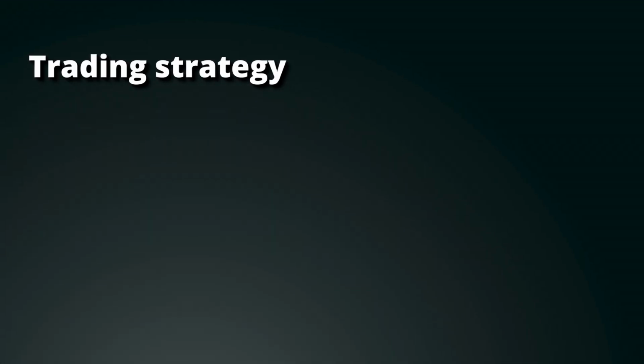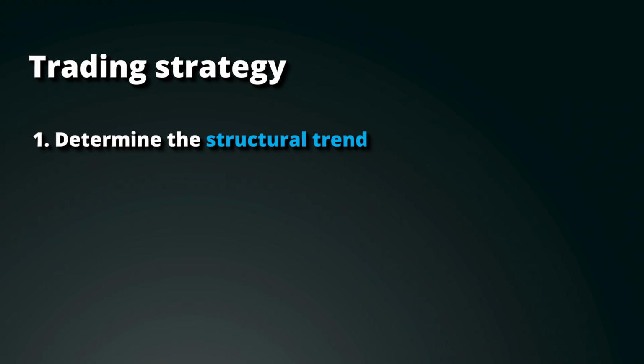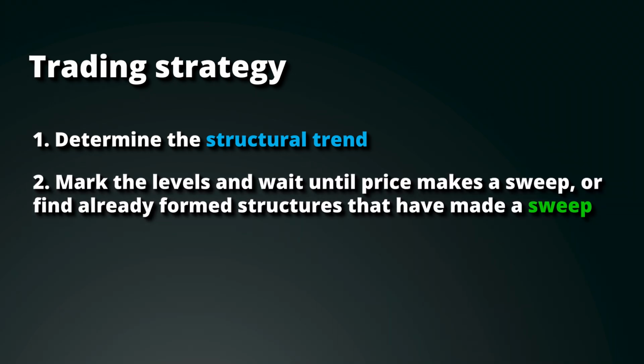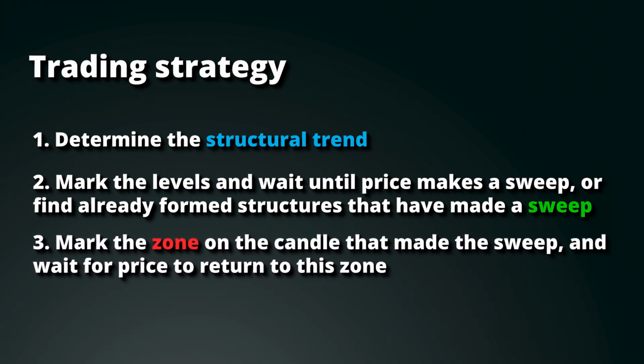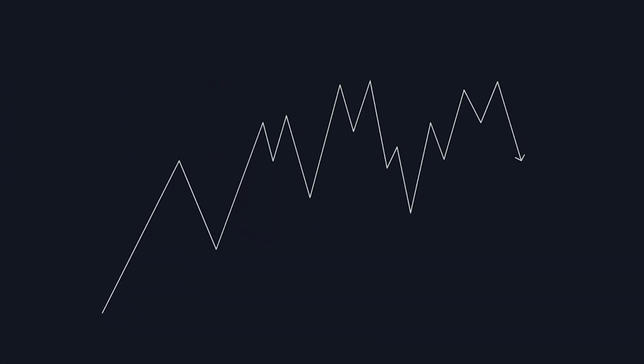So we need to determine the trend. You can learn how to do this from the two previous videos. Mark the levels. Wait until price makes a sweep, or find already formed structures that have made a sweep. Mark the zone on the candle that made the sweep, and wait for price to return to this zone. With high probability, price will bounce off the zone that made the sweep. Here's how it looks.